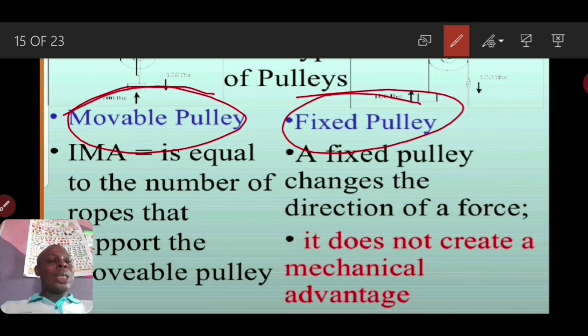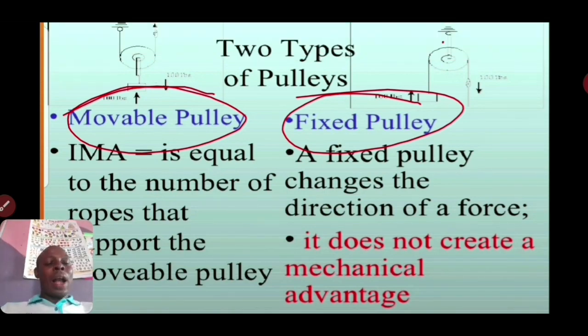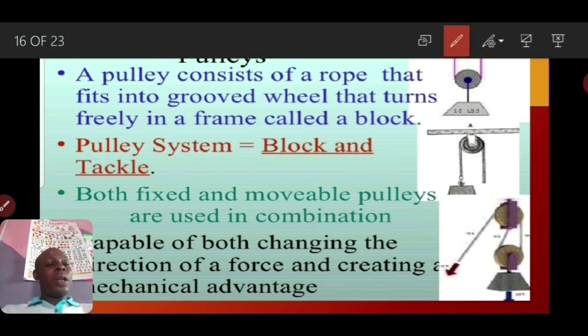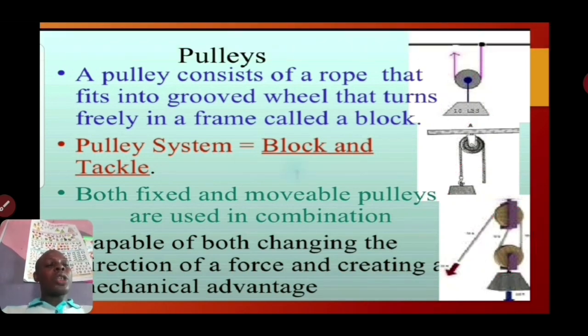They combine the two together when you want to work. I will show you as we proceed. Now, the pulleys, you can see them here. You can see the rope as well, used to pull. They combine them together. So let's proceed.